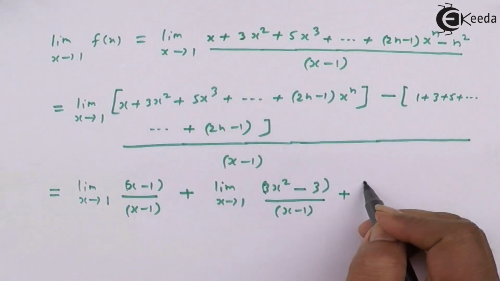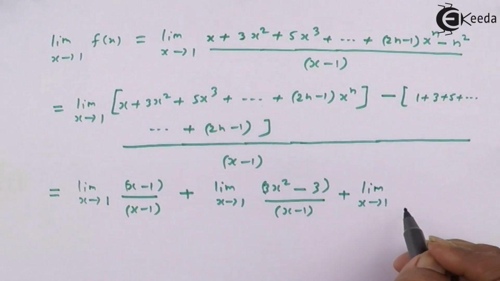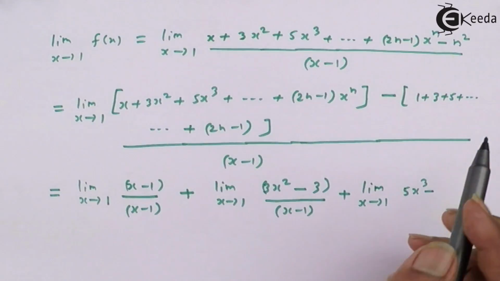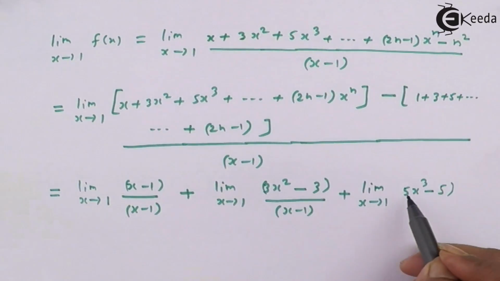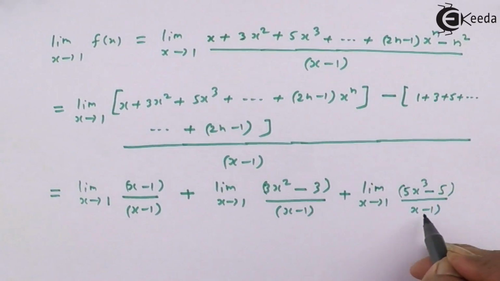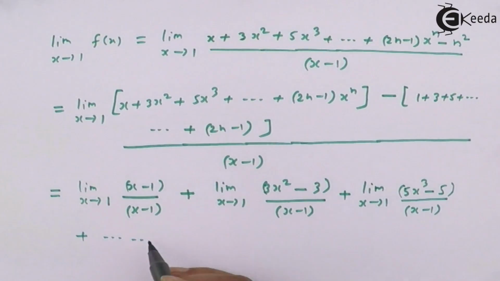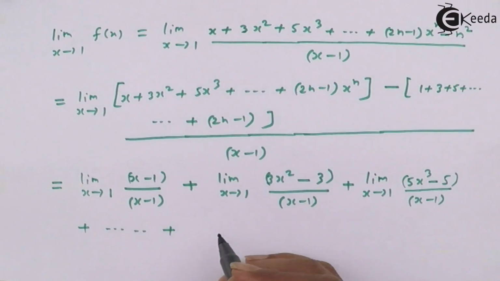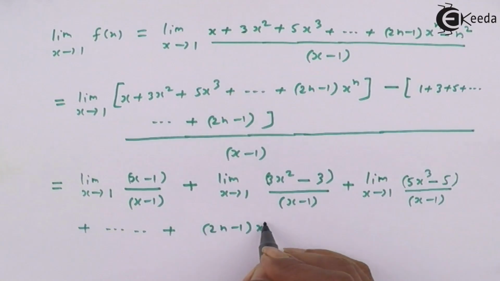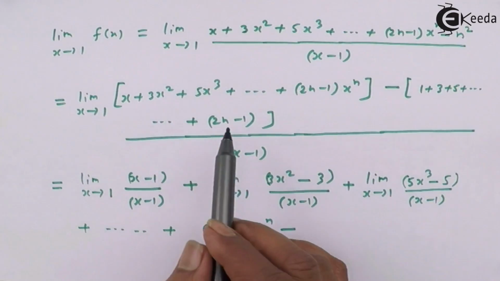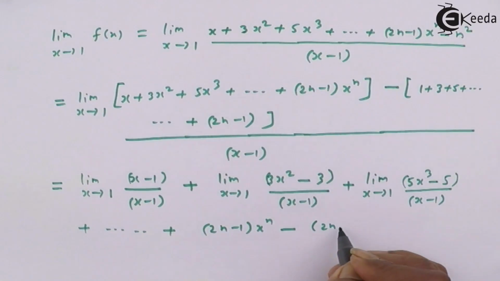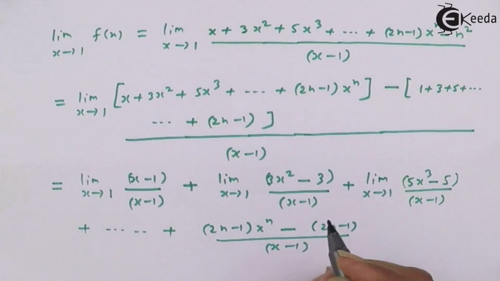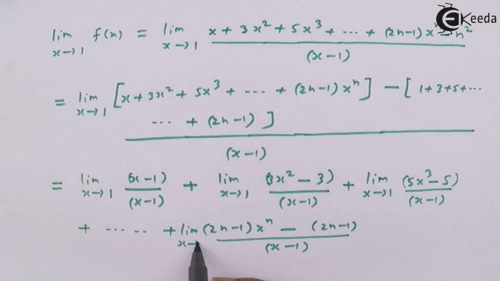Then plus limit x tends to 1. Now we consider the third term, that is 5x cube from the first bracket, minus 5 from the second bracket, whole thing divided by x minus 1, and plus going in this way, and finally plus the last term is 2n minus 1 into x raised n, minus, and the last term in the second bracket is 2n minus 1, whole thing divided by x minus 1 as limit x tends to 1.